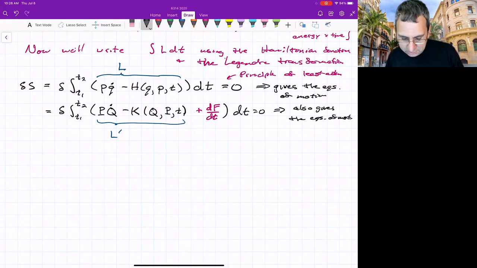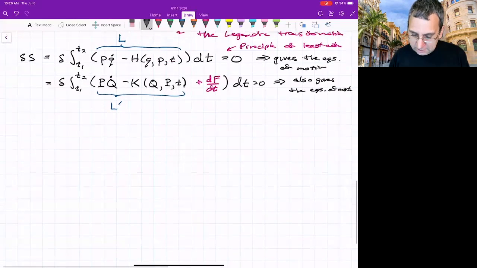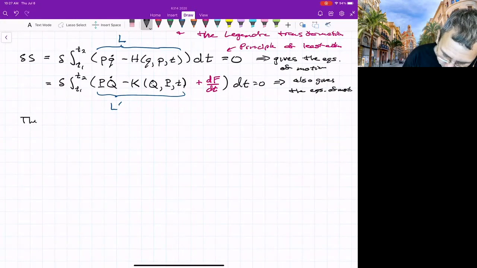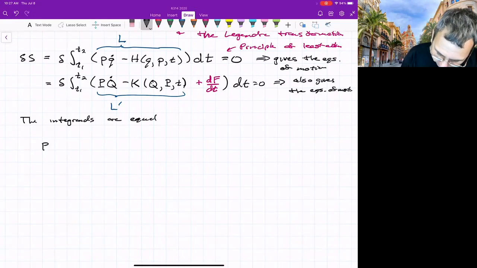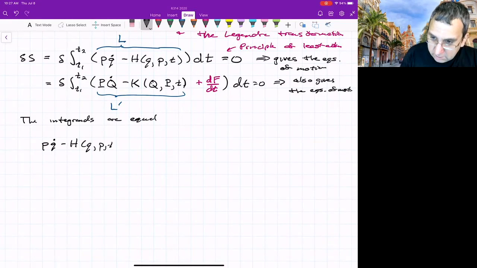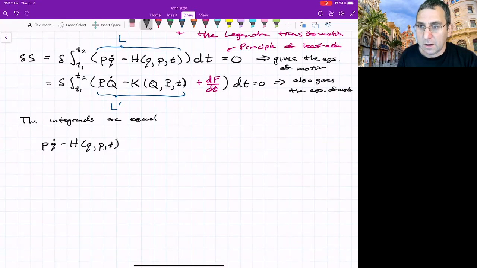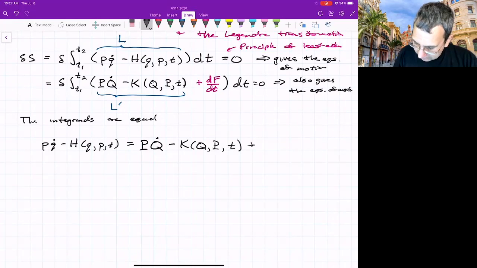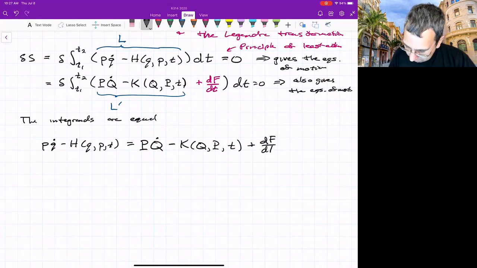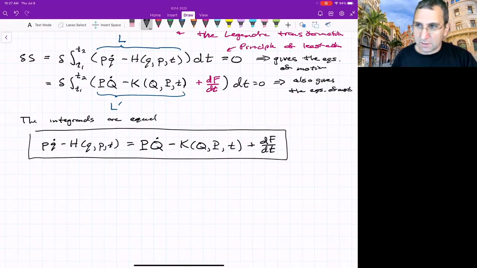These integrands are equal, so we could just set them equal. So just take the thing that we're integrating over and set them equal. The first way we wrote it was in terms of little p, q dot minus H(q, p, t). And then the other way is in terms of big P, big Q dot minus K, and then that total derivative. So we're going to base things off of this equation. I'll call this the starred equation.